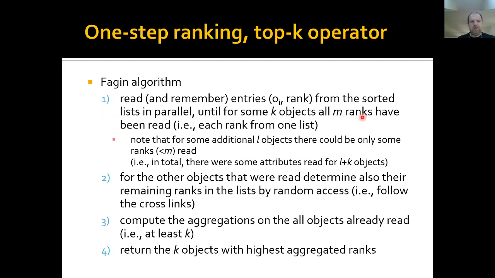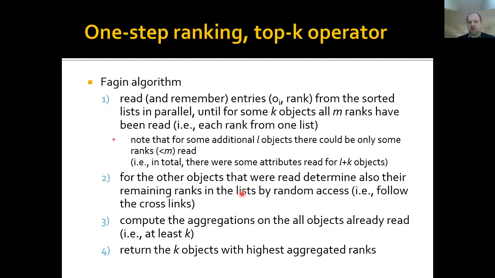And now, once we have the candidates, so we know for some K objects all of the M ranks, then we retrieve the ranks for all other objects that we already saw in some aspect. So we have read some scores, but not all of them. So we access randomly all of the remaining ranks in the lists.